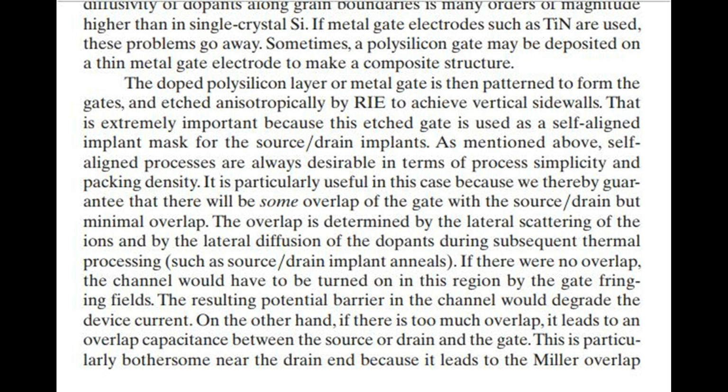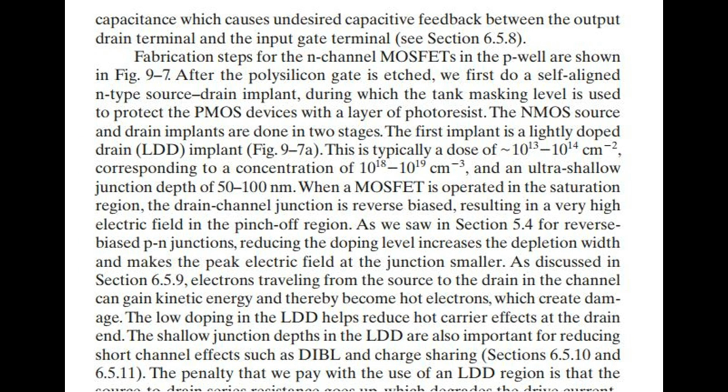On the other hand, if there is too much overlap, it leads to an overlap capacitance between the source or drain and the gate. This is particularly bothersome near the drain end because it leads to the Miller overlap capacitance, which causes undesired capacitive feedback between the output drain terminal and the input gate terminal, see section 6.5.8.